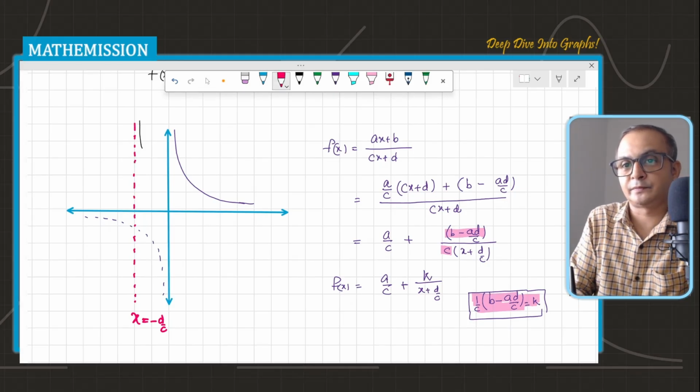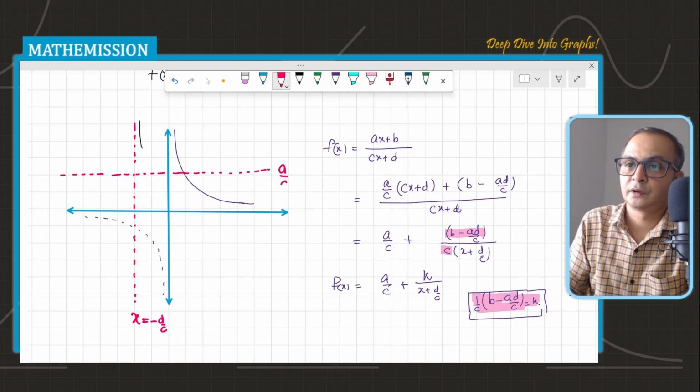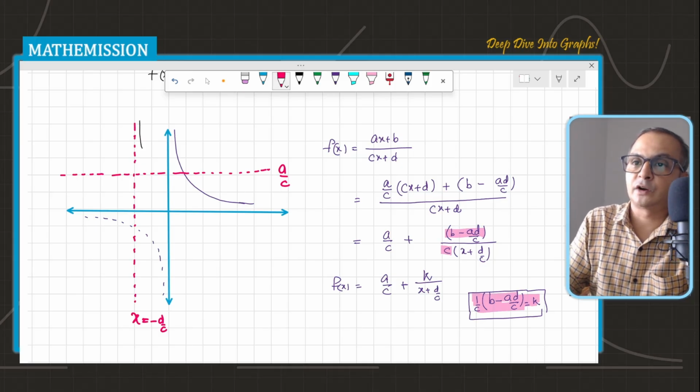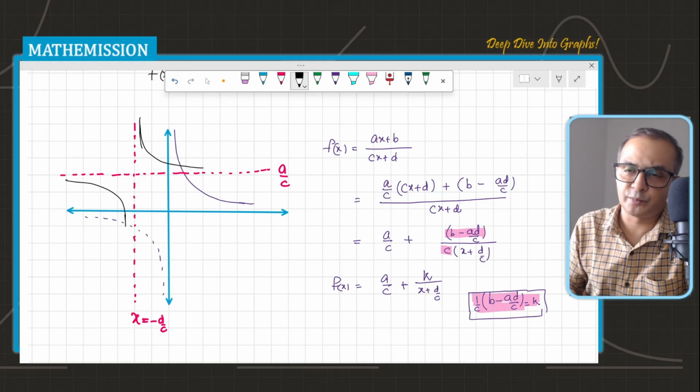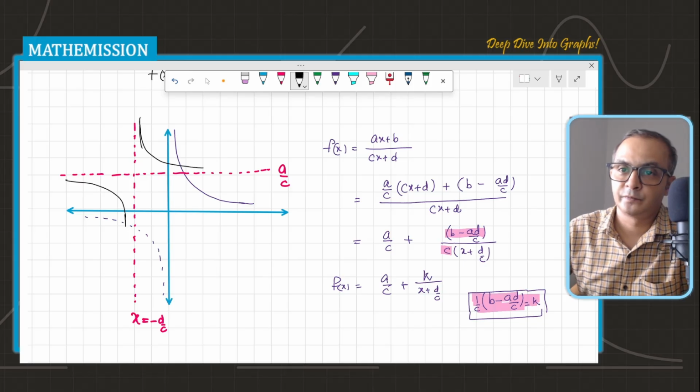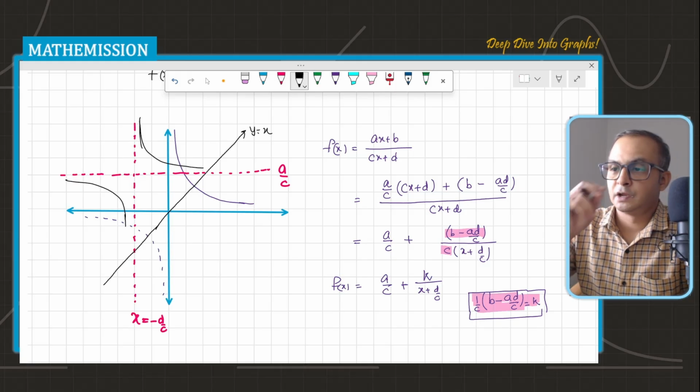So this I'm drawing vertically there, a by c, and it's minus d by c. It means our graph will look like that in this quadrant. But what happened in this whole process? Do you see that we have disturbed the symmetry of this entire graph along the y equals x line? It's not symmetrical anymore. So how do we preserve the symmetry?